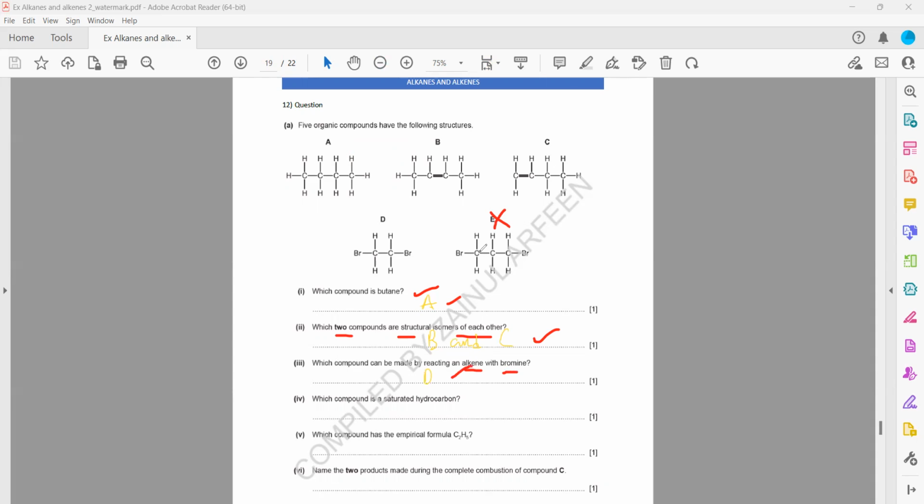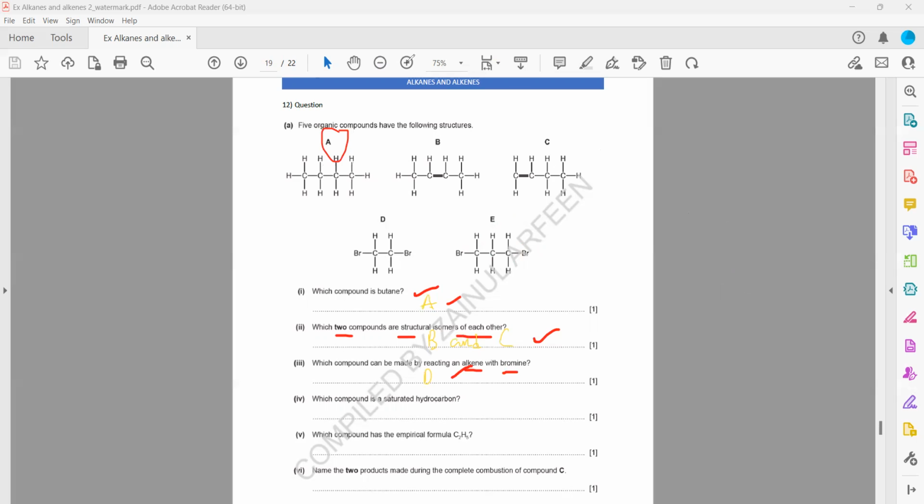Because if alkene reacts with bromine, the carbons which are next to each other, the neighbors, both should have bromine. But here what happened? The first carbon and the third carbon have bromine. That's why this cannot be formed by reaction of alkene with bromine. Which compound is a saturated hydrocarbon? Saturated, yeah, I will explain this part.